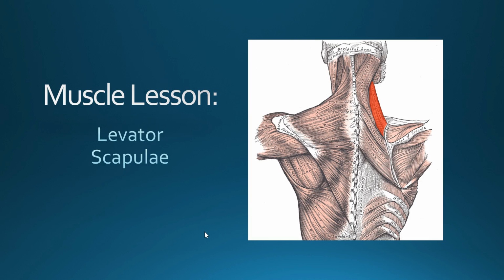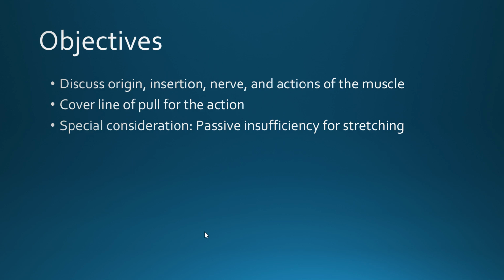Today we'll be going over the levator scapula muscle. The plan is to discuss its origin, insertion, nerve, and actions, and then we'll go over the line of pull and how that relates to the action for the levator scapula. And then as a special consideration, I'll talk briefly about the passive insufficiency position that's good for stretching the muscle.